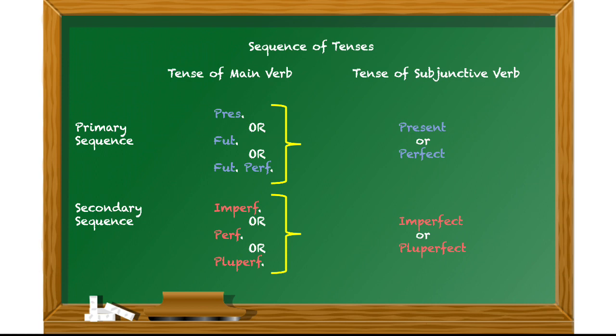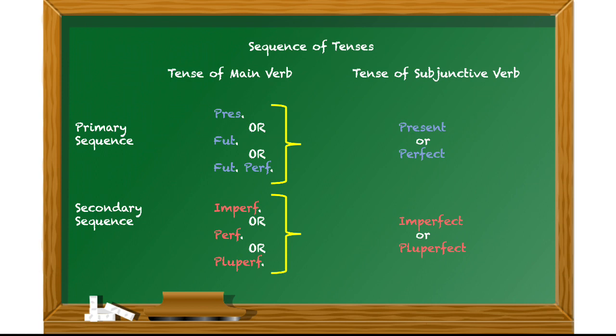If the tense of the main verb is present or future perfect, we call that primary sequence. And you'll notice I've put the word OR in capital letters and then put a big yellow bracket around those. What I'm saying is that if you have any one of those three tenses, then you can have as a choice either a present or a perfect subjunctive in your subordinate clause.